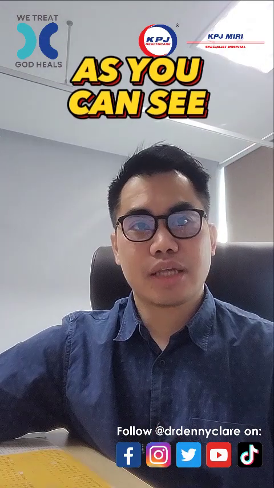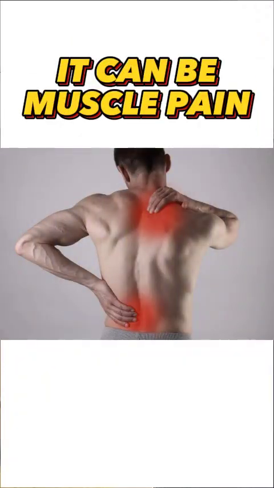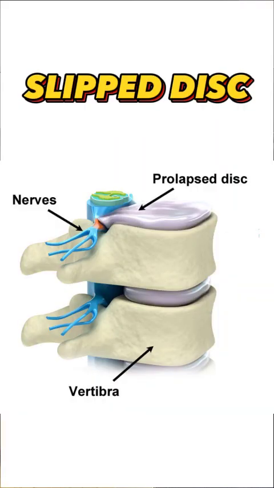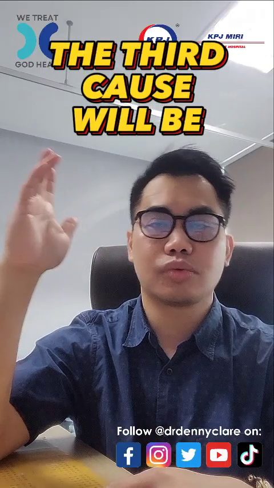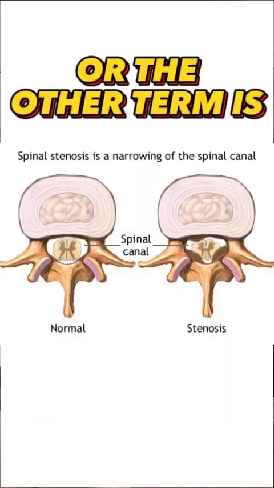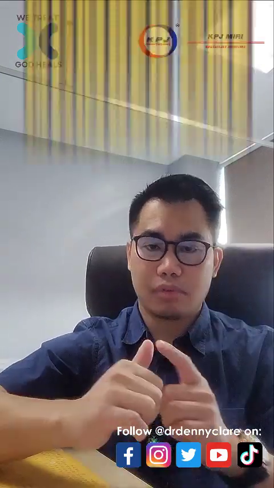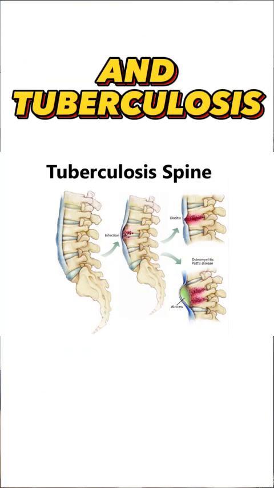Okay, next. As you can see, there are so many causes of back pain. It can be muscle pain, spasm of the muscle, or sprain of the muscle. It also can be a slip disc, or the other term called prolapse intervertebral disc. The third cause will be degenerative disc disease. Next, spinal stenosis, or the other term is nerve compressive disorder. And the most sinister problems are, number 1, you have to identify malignancy, fractures, infection, and tuberculosis.